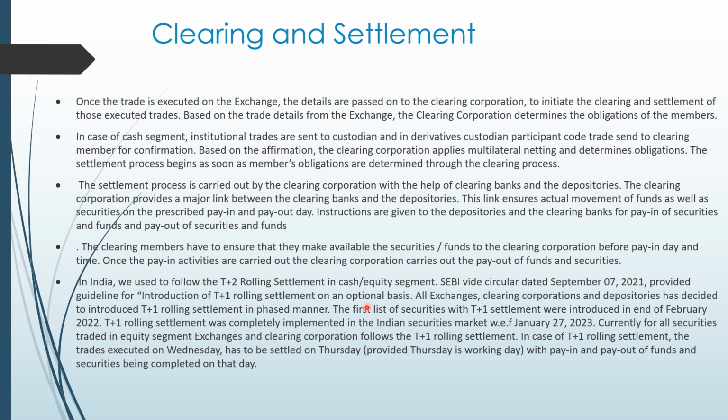After this, what happened? There were certain trading platforms which decided to implement T+1 rolling system in a phased manner. The first list of securities with T+1 settlement were introduced in the end of February 2022. T+1 rolling settlement was completely implemented in the securities market from January 27, 2023. Currently, all the securities traded in the equity segment, exchanges and clearing corporation follow the T+1 rolling settlement.